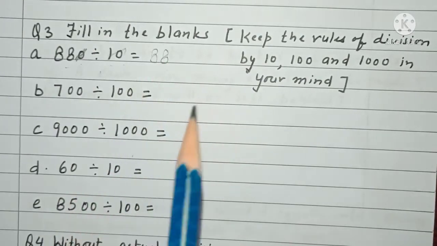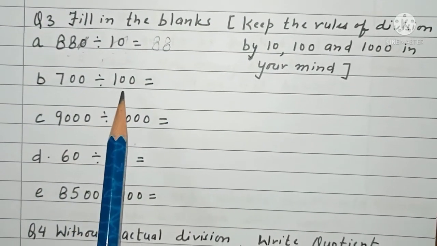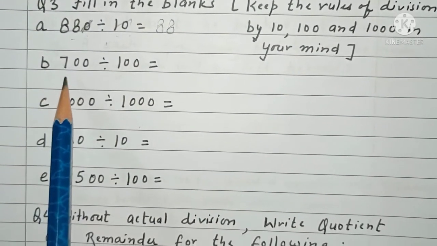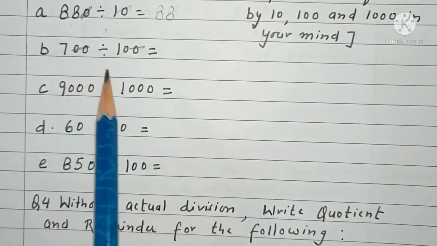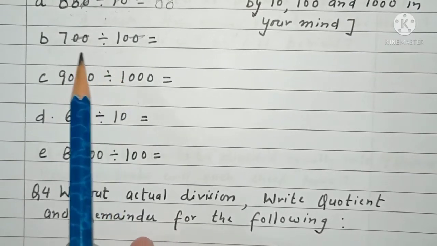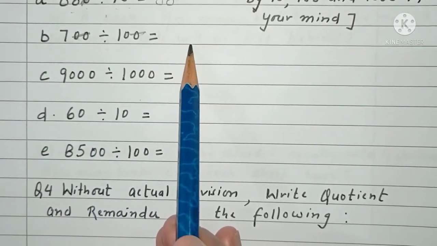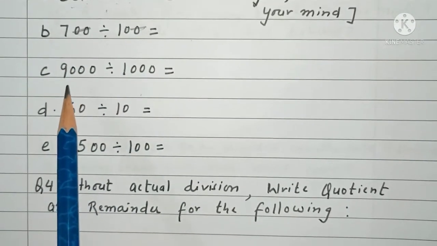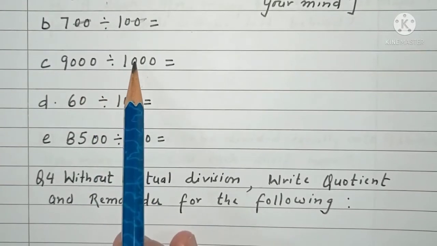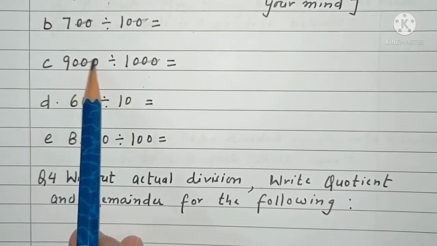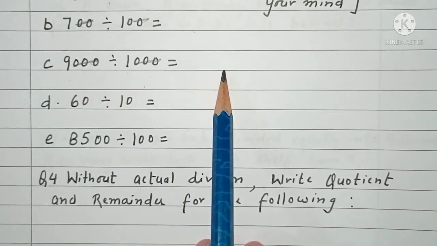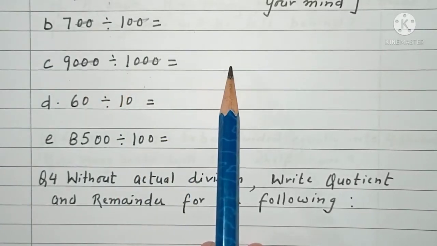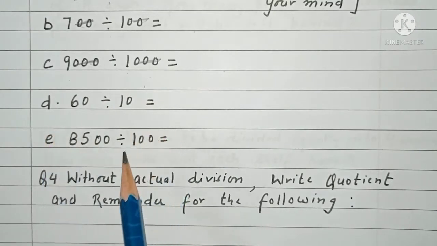Similarly, when a number is divided by 100, see here, 700 divided by 100. Two zeros on both sides can be cut off, can be struck off. So 7 divided by 1 is equal to 7. Similarly, when 9000 is divided by 1000, three zeros on both sides can be cut and 9 divided by 1 is equal to 9. So it is very simple to divide with numbers having zeros in them.